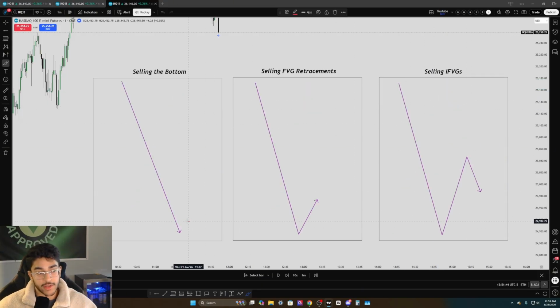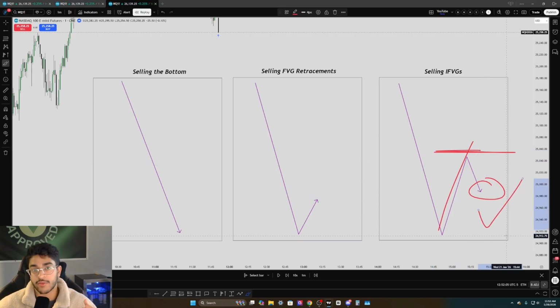Once more, vice versa, you're either selling the bottom, not letting price retrace, very high chance of getting stopped out. You're selling FVG retracements, you don't know what sort of reaction could occur, or you're taking the IFVG closure and you're selling that confirmation, right? You let price retrace, you let it reject some sort of bearish PD array, showing that that trend is still valid, and you're getting your real confirmation.